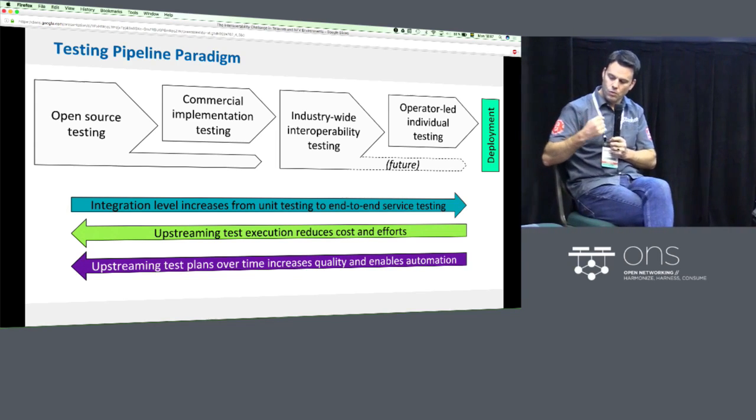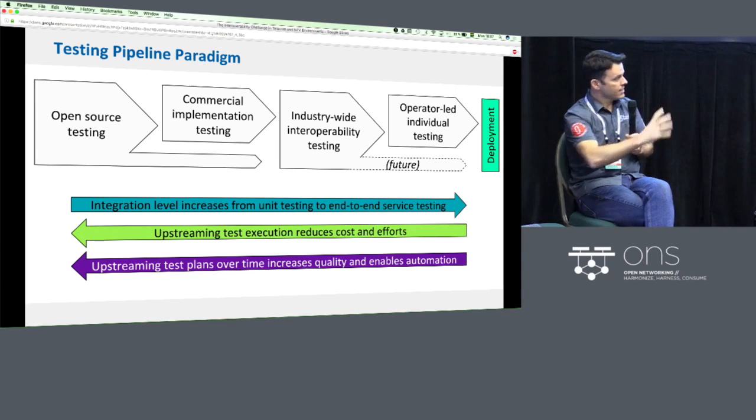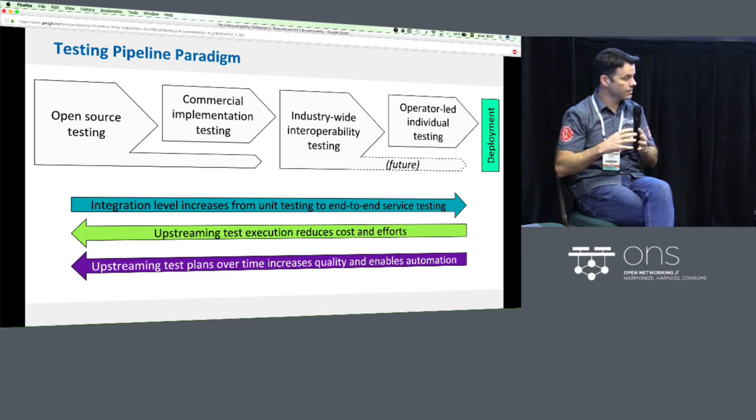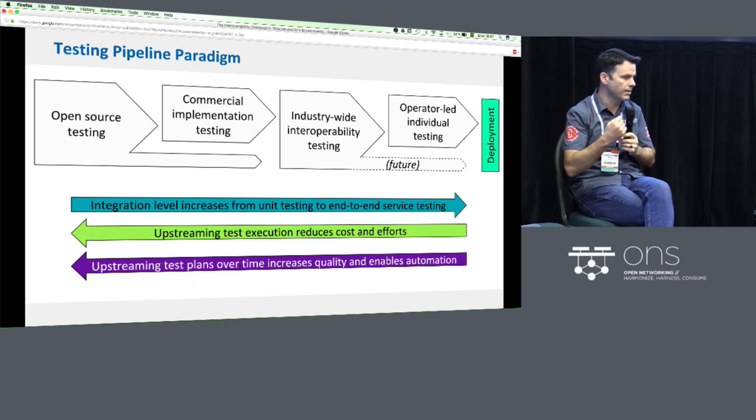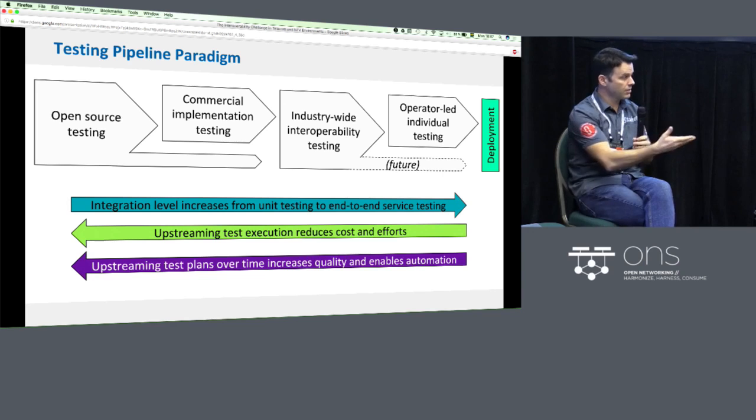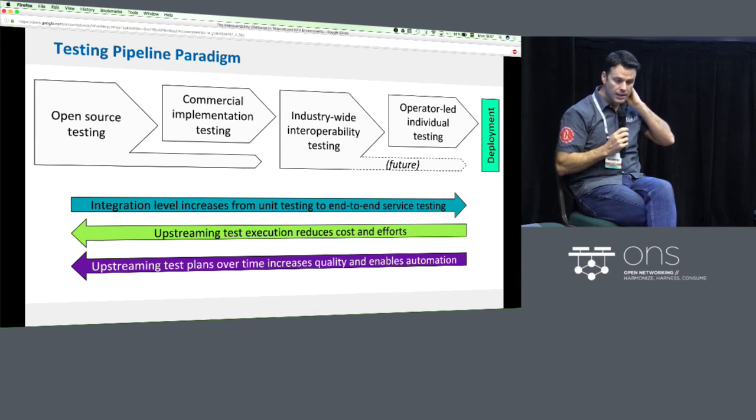I think one of the things this diagram presents, that we're going to get into a little bit more today, is that each of these blocks has a different owner, a different responsible entity. Open source testing is very much a community-driven activity. Commercial integration is a vendor responsibility. The industry-wide interoperability is cross-vendor and other neutral parties. And then you get to the operator-led integration at the end.